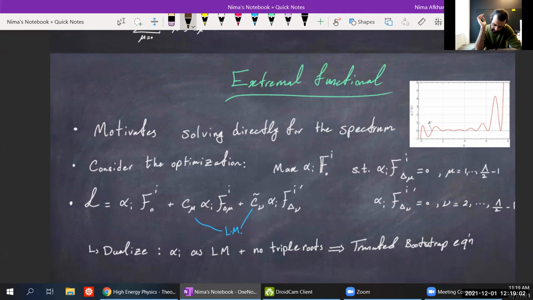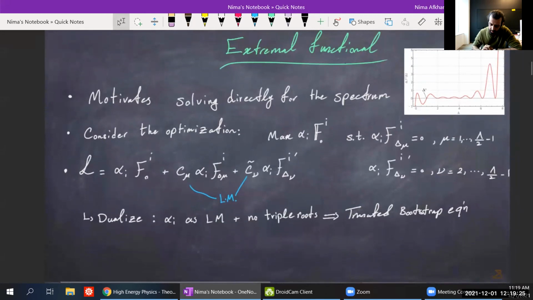And you'll notice that if you start with this Lagrangian and you dualize it, that is, you treat the alpha_i's as Lagrange multipliers and make the additional technical assumption that the extremal functional doesn't have any triple roots, any higher order roots, you actually find a dual problem that is the truncated bootstrap equations. This explains why, for the extremal functional that I get from SDPB, if it really is optimizing this problem, the roots of the extremal functional directly correspond to the truncated bootstrap equations.